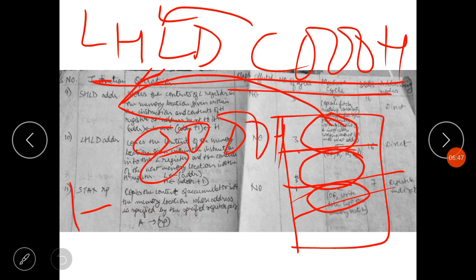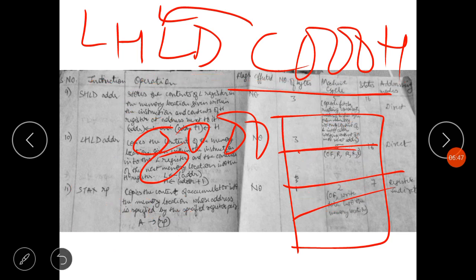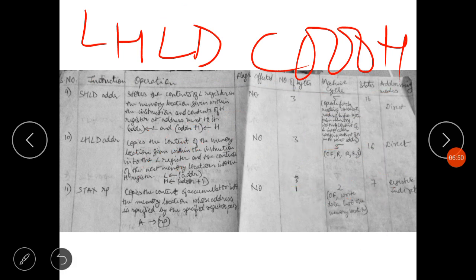Next, addressing mode. Since the operand's address is directly mentioned in the instruction, as it is LHLD address, this instruction has direct addressing mode. So here I have also written direct addressing mode.